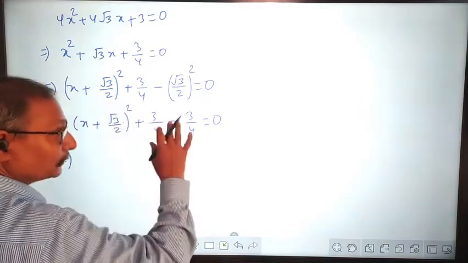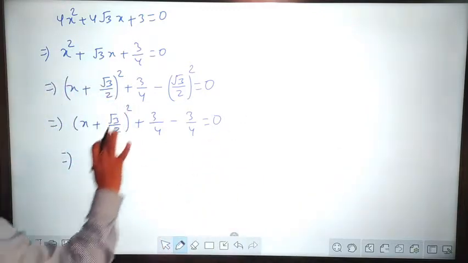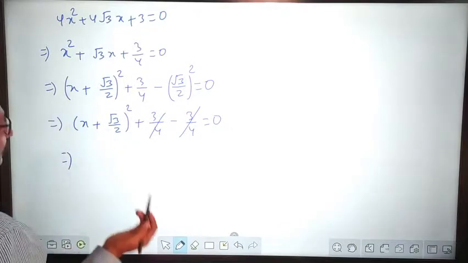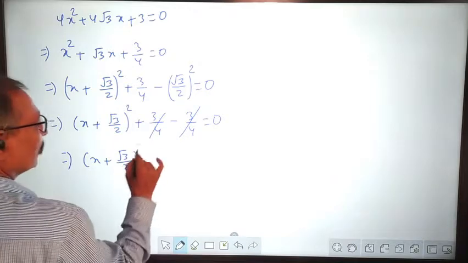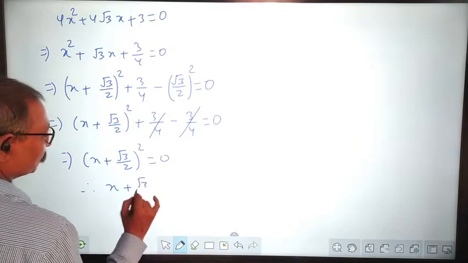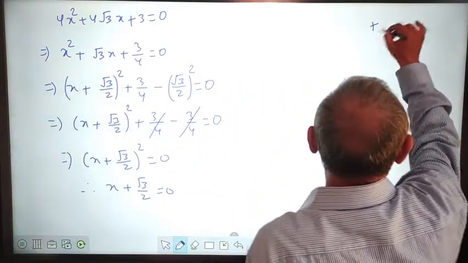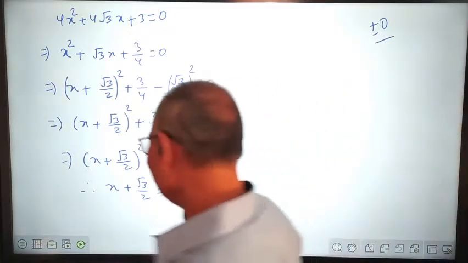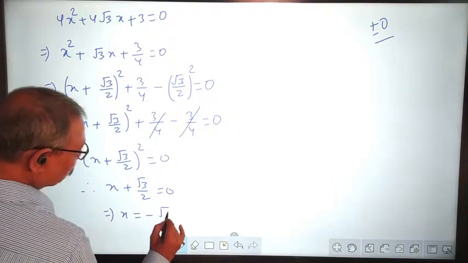If it would not have been done, we would take it to the other side, but here these two cancel out, so it becomes a perfect square. So x plus root 3 by 2 whole square is equal to 0. Therefore we can write x plus root 3 by 2 is equal to 0. We should not write here plus minus 0 because 0 has no sign. So we should write only 0. So clearly x is equal to minus root 3 by 2.